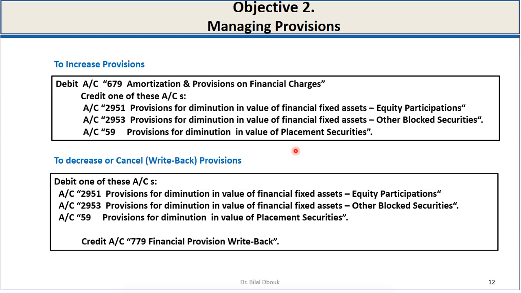To decrease or cancel, or to make a write back for a provision or refund, we debit what we credited here, accounts 2951, 2953 or 59, and we credit account 779, financial provision write back, as we did in the previous chapters for fixed assets or inventory. The same way, we have a financial provision write back recorded in account 779. So in this way I either increase the provision or decrease or cancel the provisions.